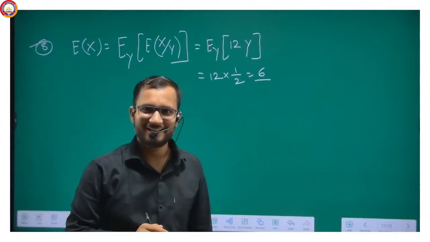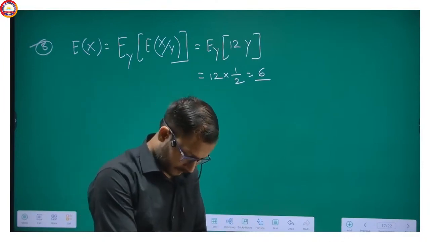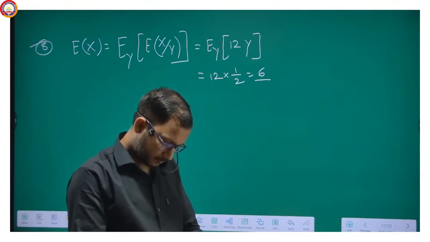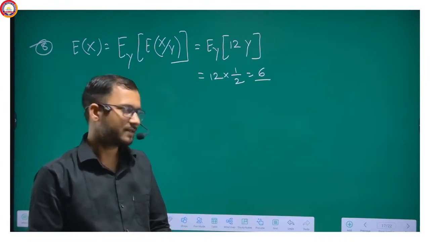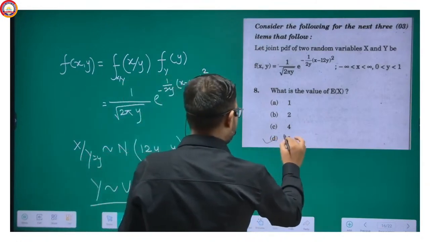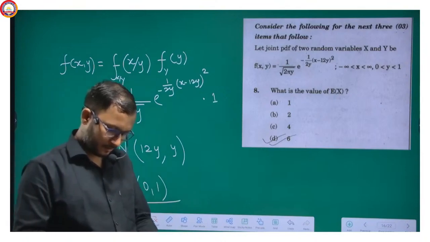Isn't it easy? Yes, that's easy. Let me check what answer we have given. Yes, 1 by 2. So 6 is the correct answer. Option D, I think. Yes, option D is the correct option. Getting my point?